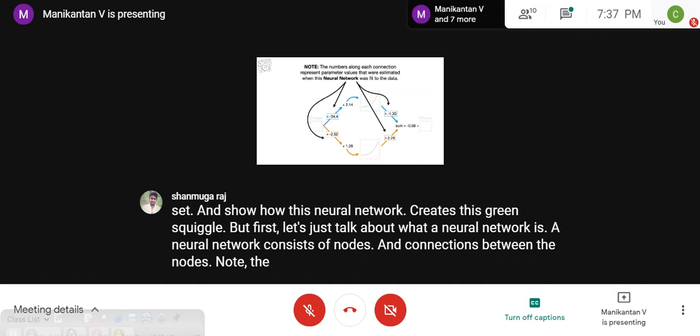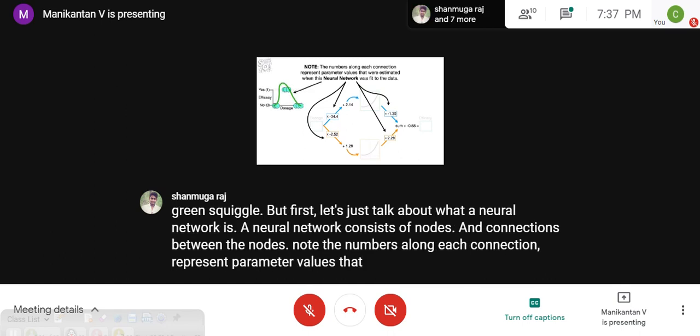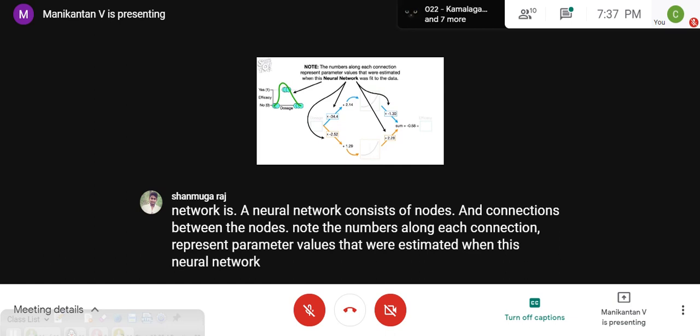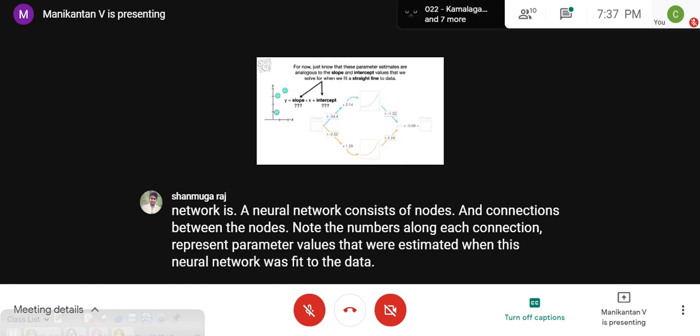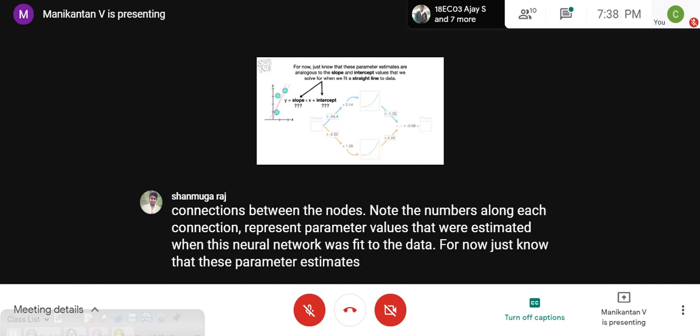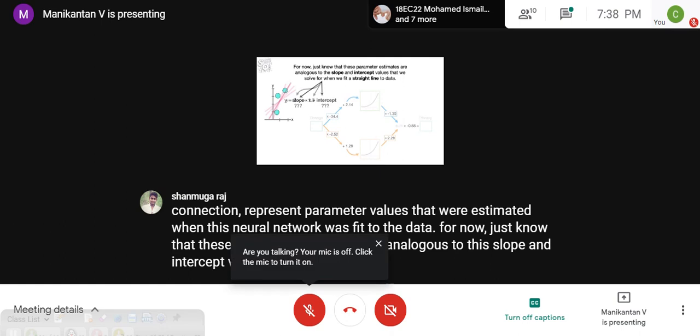Note, the numbers along each connection represent parameter values that were estimated when this neural network was fit to the data. For now, just know that these parameter estimates are analogous to the slope and intercept values that we solve for when we fit a straight line to data.